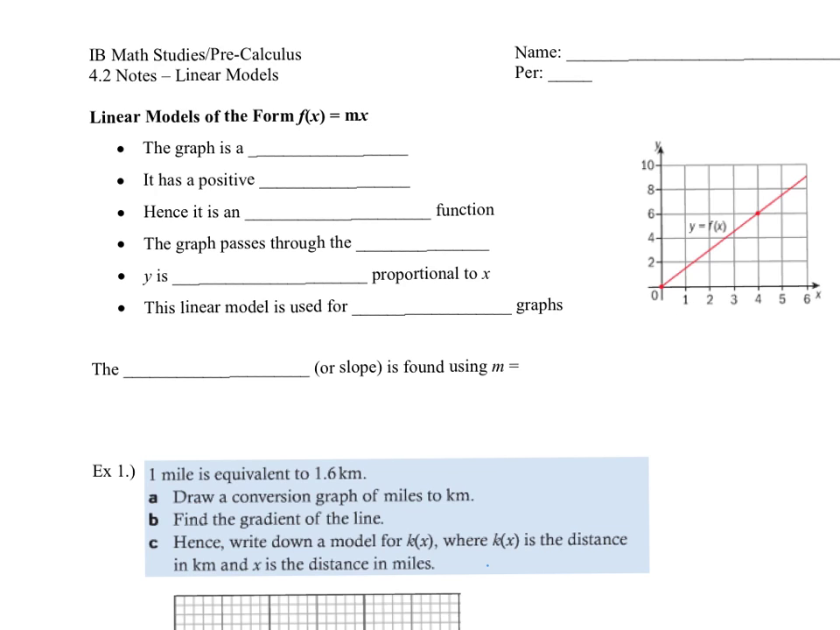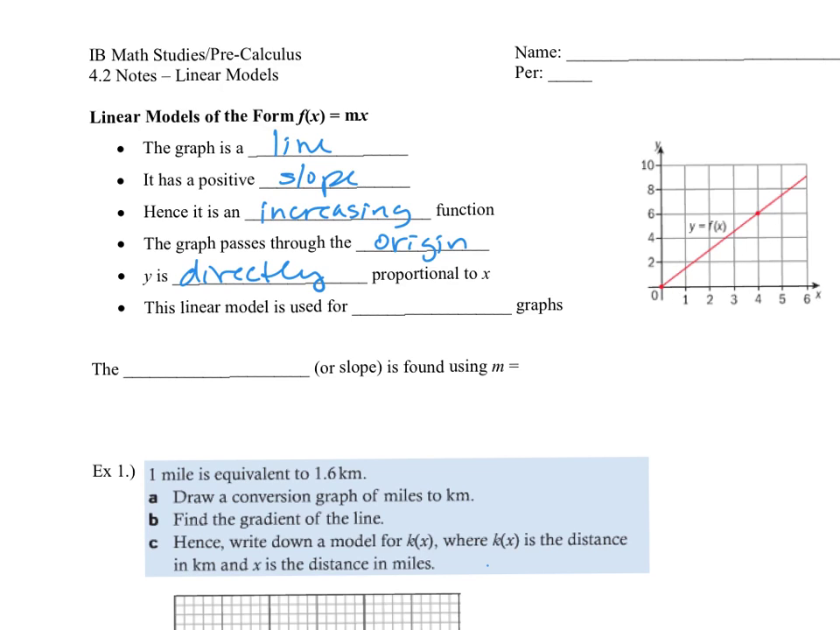Take a look here. This is what the graph of a function of the form f of x equals m times x would look like. Obviously, the graph of this function would be a straight line. It has a positive slope, and hence, since it has a positive slope, it would be an increasing function. The graph will pass through the origin, and you might remember this from Algebra 2: y is directly proportional to x. That means that as x increases, y is going to increase, and that increases at a constant rate.